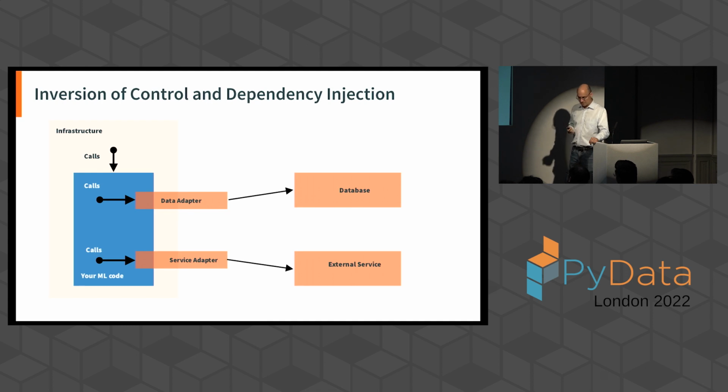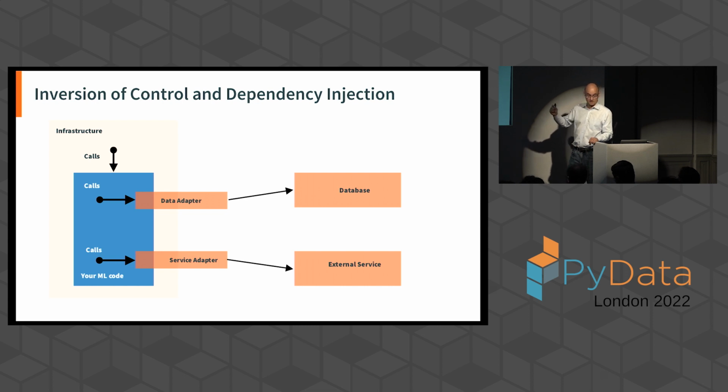How do you achieve this decoupling? You can imagine your machine learning product is defined as a class. This is what you see in the blue box. And it requires two decoupling steps. First is inversion of control. The second one is dependency injection.